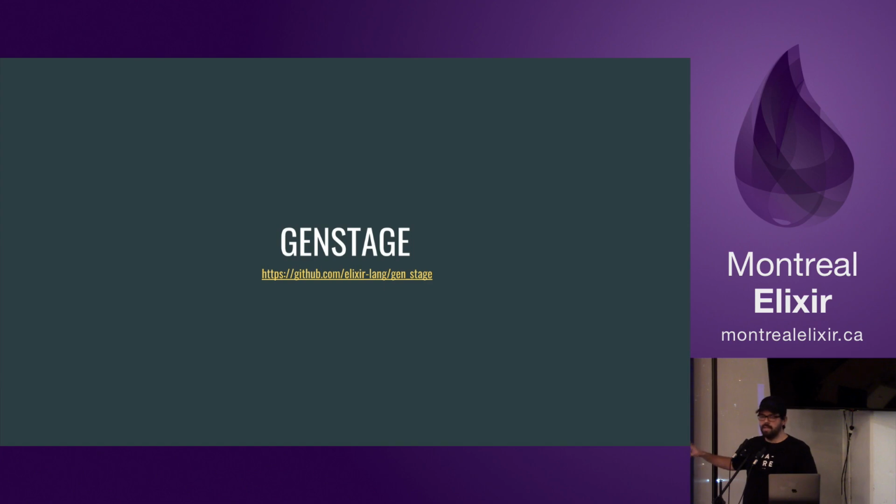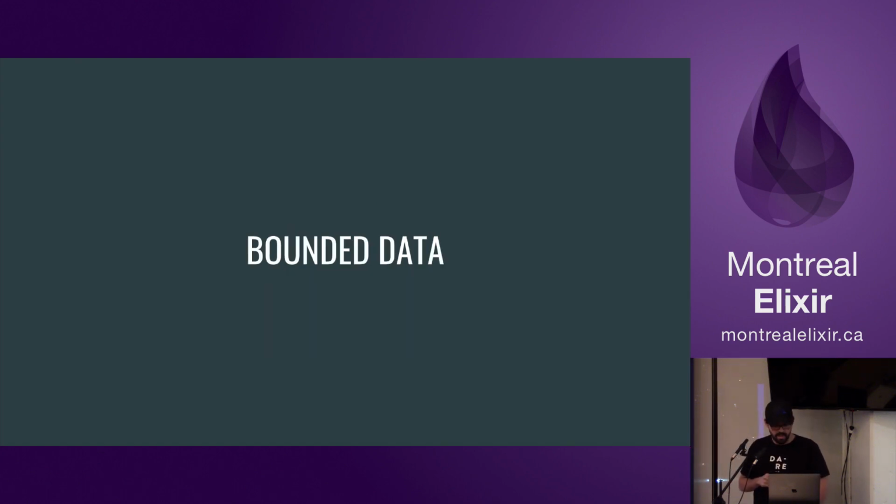GenStage is really cool, but I'm not going to talk about that today. Flow sits above it and uses GenStage underneath. You can do much more with GenStage than just Flow, but Flow is simpler for map reduce. GenStage is a little bigger. You can do more things with it and it's more flexible, but you have to write more code. For producer-consumer problems, if anyone has ever heard about them, GenStage is really nice.